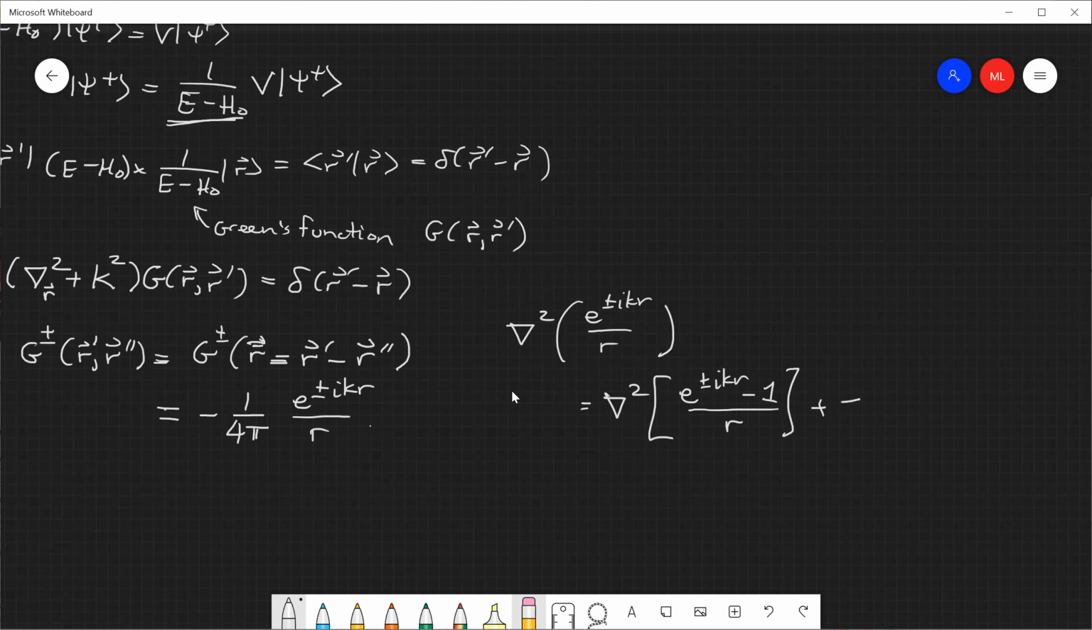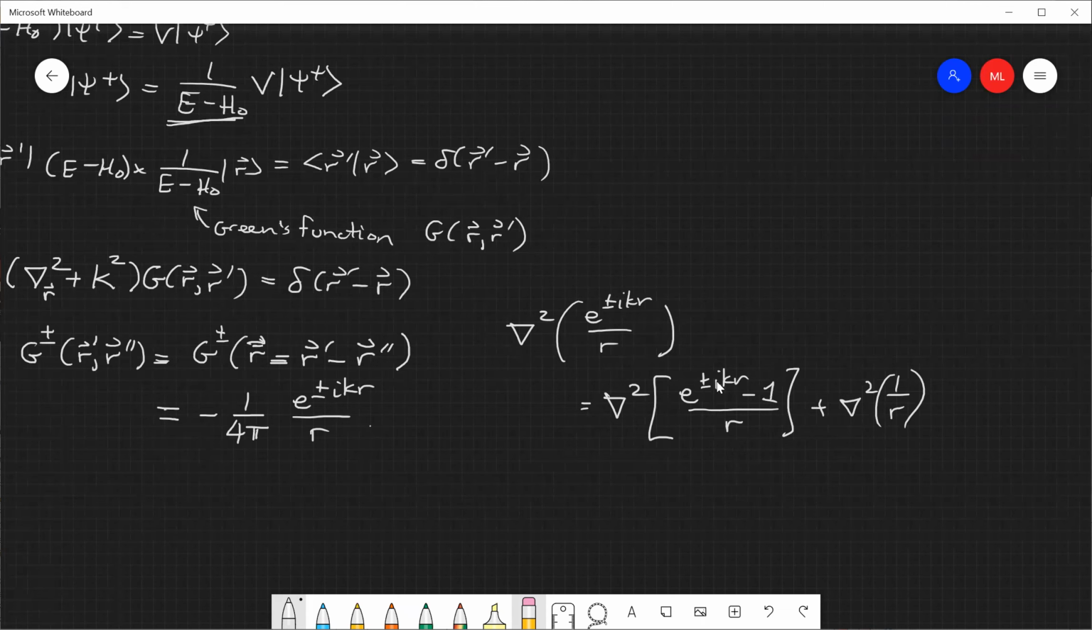Because the 1 over R is singular at R equals 0, that's why it gives you something funny that's proportional to a delta function here. This function now is nicely regularized, because as you send R to 0, this becomes 1 plus or minus i k R, and then minus 1. So it just becomes something proportional to R divided by R, so it's no longer singular. And in fact, you can write out the Laplacian in spherical coordinates and just do that derivative.